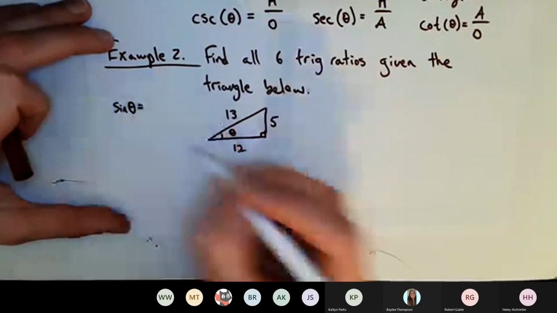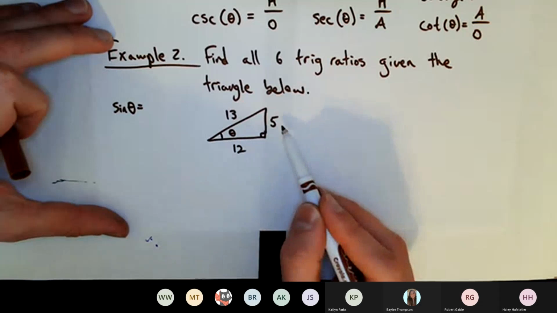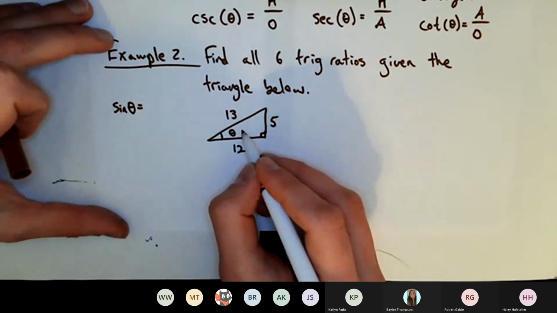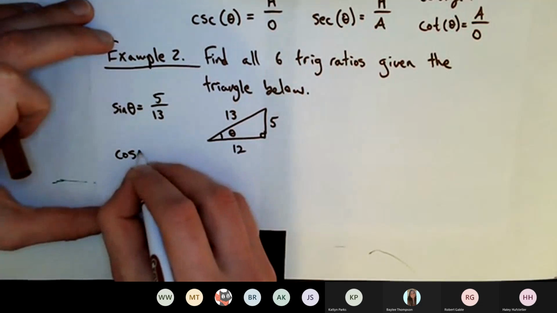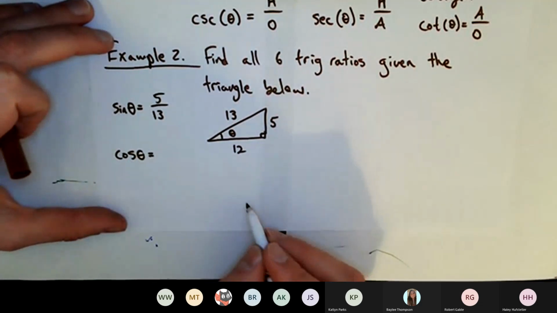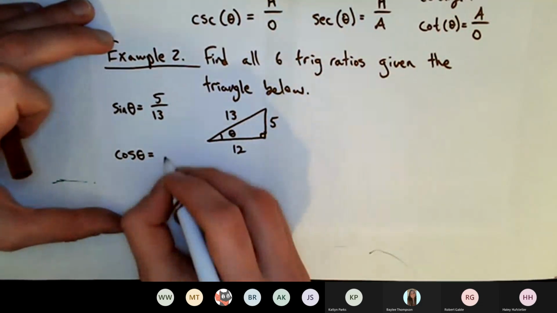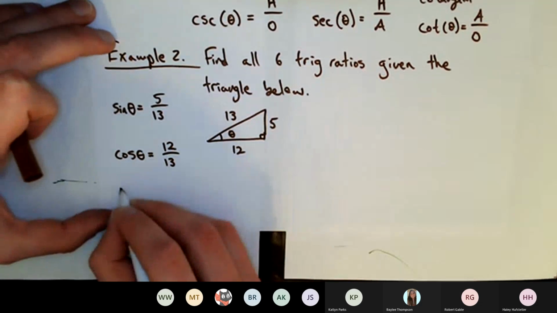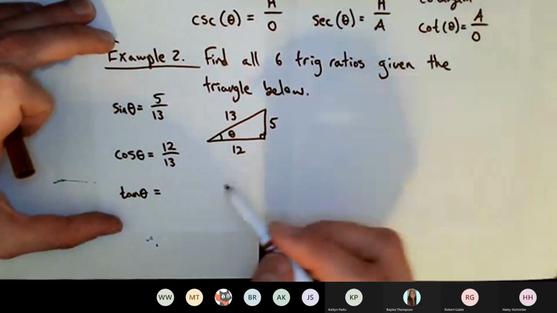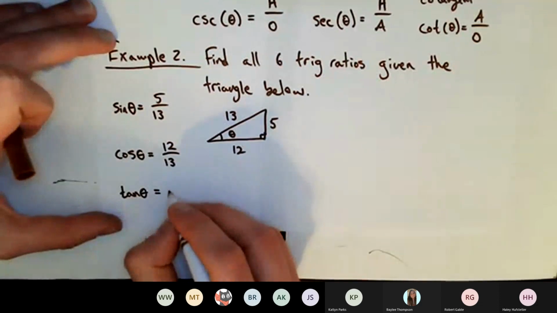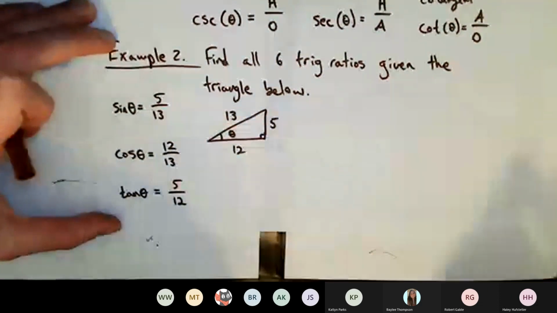Sine of theta, theta's here, my opposite side is 5, my hypotenuse is 13. Cosine of theta is adjacent over hypotenuse, so 12 over 13. And tangent of theta is opposite over adjacent, so opposite being 5 and adjacent being 12.